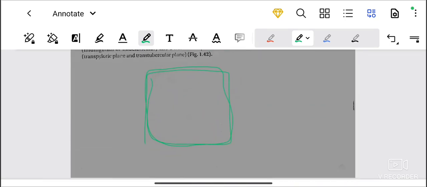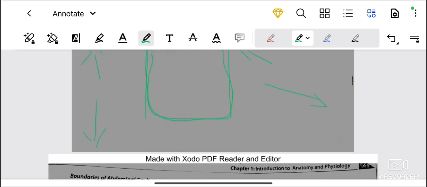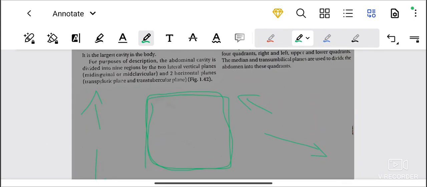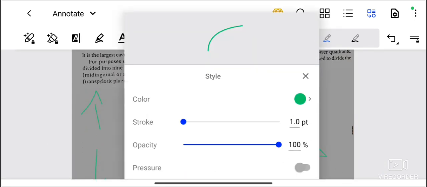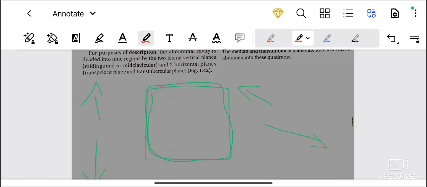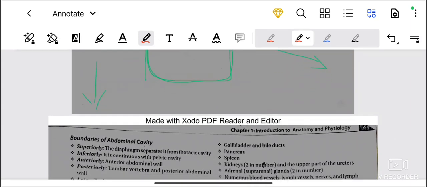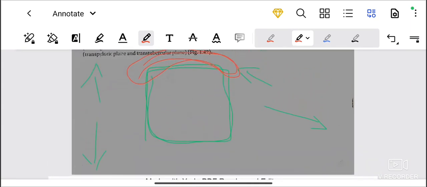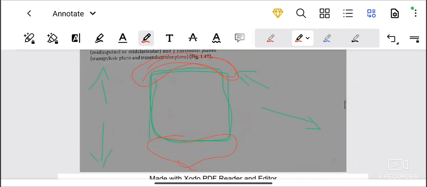In that, superiorly means upward, inferiorly means downward, anteriorly means this side, and posteriorly means the back side. Superiorly, the diaphragm separates here. The diaphragm will be here, separated from here. And inferiorly, there is continuity with the pelvic cavity. Here, inferiorly means continuity with the pelvic cavity.